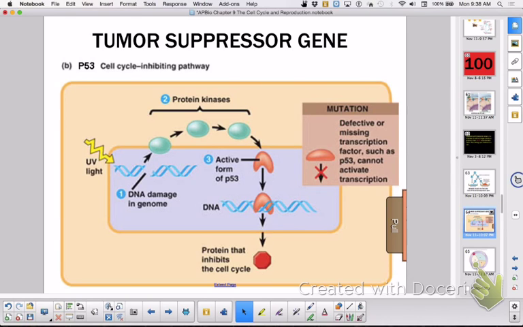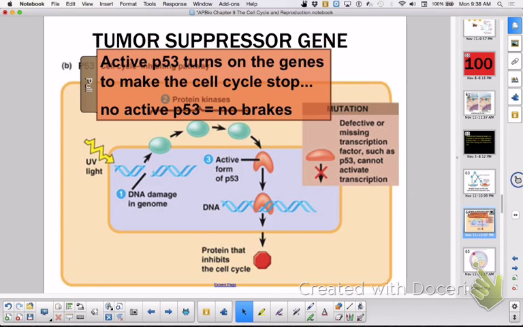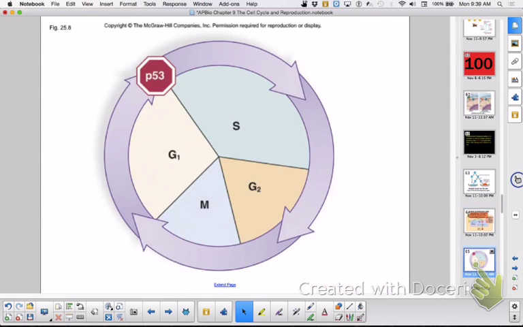Remember when we talked about regulation of the cell cycle, and you stop and look in G1 as a key point to see, hey, is everything going all right here? If something is damaged, P53 halts the cell cycle and works to fix it, but if it can't fix it, then you commit suicide. If your P53 gene is missing or broken, that's when you're going to have problems. The active P53 gene turns on other genes to stop the cell cycle and wait until it can be repaired. No active P53, you have no brakes. Again, that's right at that critical G1 stage of the cell cycle.